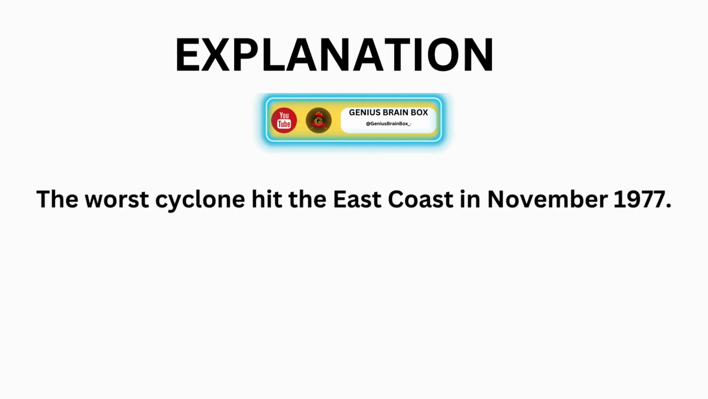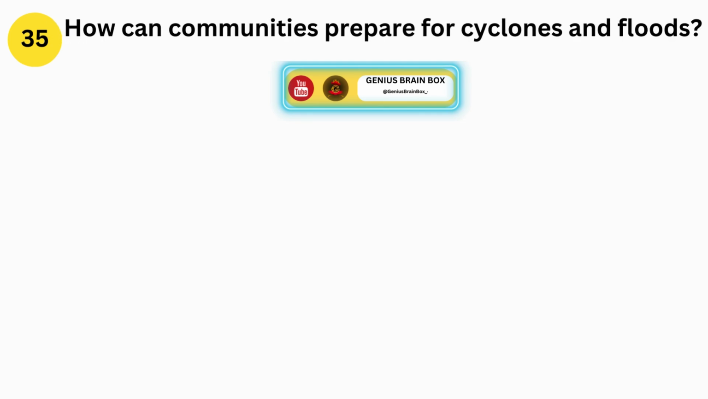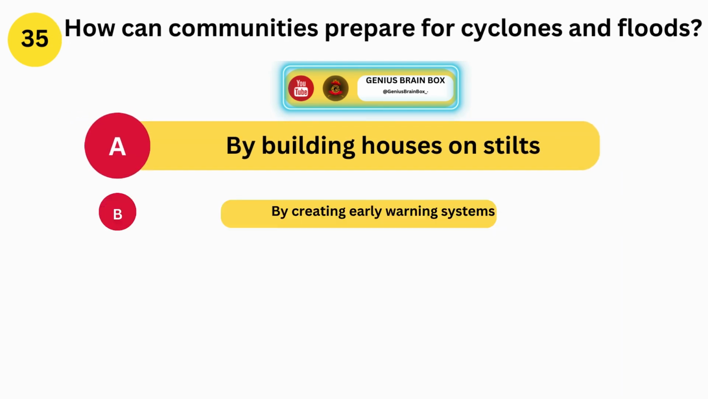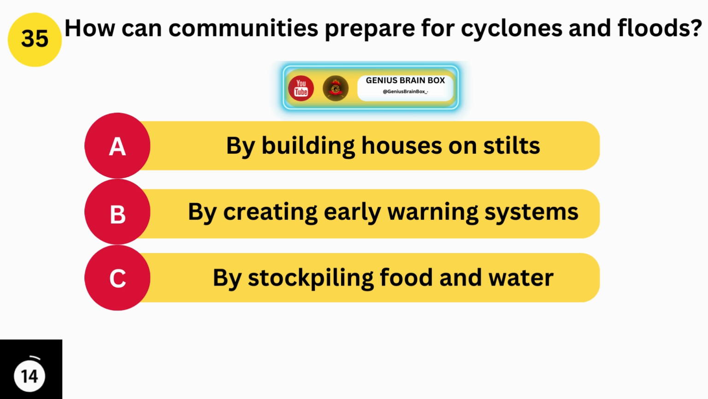Explanation. The worst cyclone hit the east coast in November 1977. How can communities prepare for cyclones and floods? Option A, by building houses on stilts. Option B, by creating early warning systems. Option C, by stockpiling food and water.